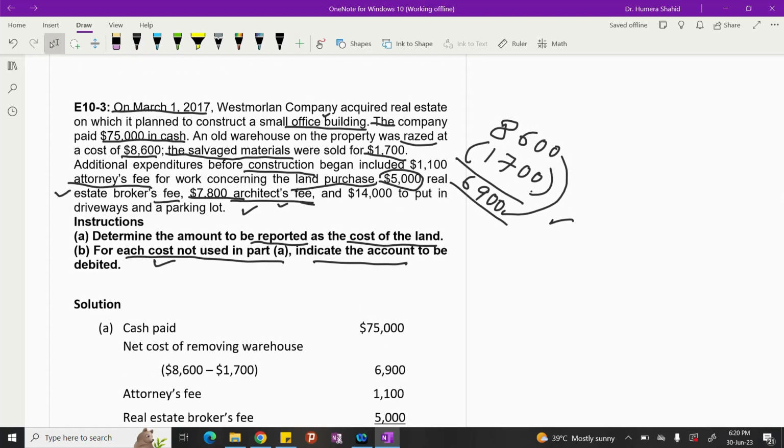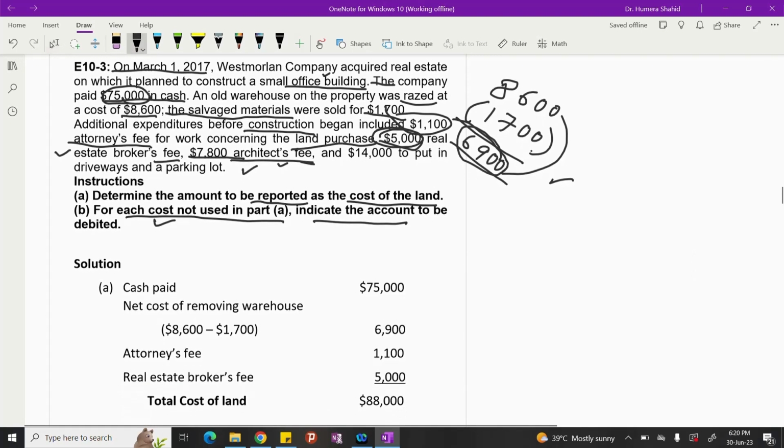Firstly, we have paid $75,000 to purchase the land. We have incurred a net cost of razing the warehouse, $6,900. And then we had this attorney fee of $1,100. And then the real estate broker commission of $5,000. So these are the costs we incur regarding the land, right? So if you see over here, $75,000 cash price, net cost of removing the warehouse $6,900, attorney fee and real estate broker commission. Altogether, the cost of land is $88,000.